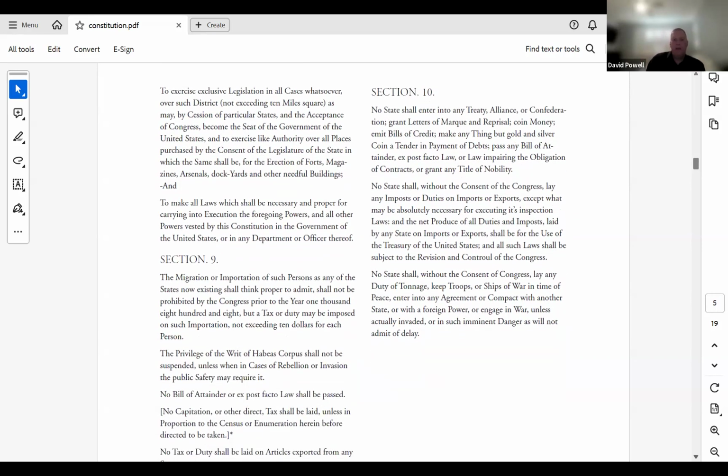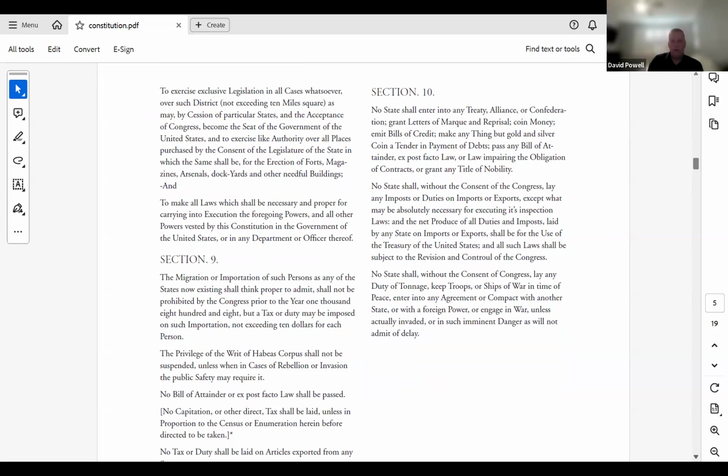Then we see the Article 1, Section 9. This is the prohibition against banning the slave trade. This was that compromise between slave and non-slave states. Congress cannot suspend the privilege of writ of habeas corpus. You're familiar with habeas corpus. It literally means to present the body.